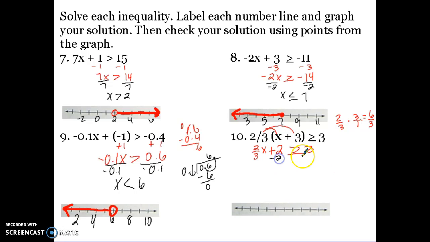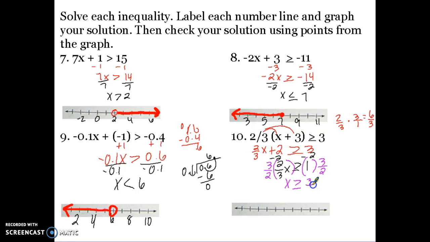Now I'm going to subtract 2 from both sides. 2/3 x is greater than or equal to 3 minus 2, which is 1. Anytime your variable has a coefficient, that means multiplication. The inverse of multiplication is division. However, when your coefficient is a fraction, to divide by fractions, you multiply by the reciprocal. So I'm going to multiply by 3 over 2 on both sides. Multiply by 3 halves.